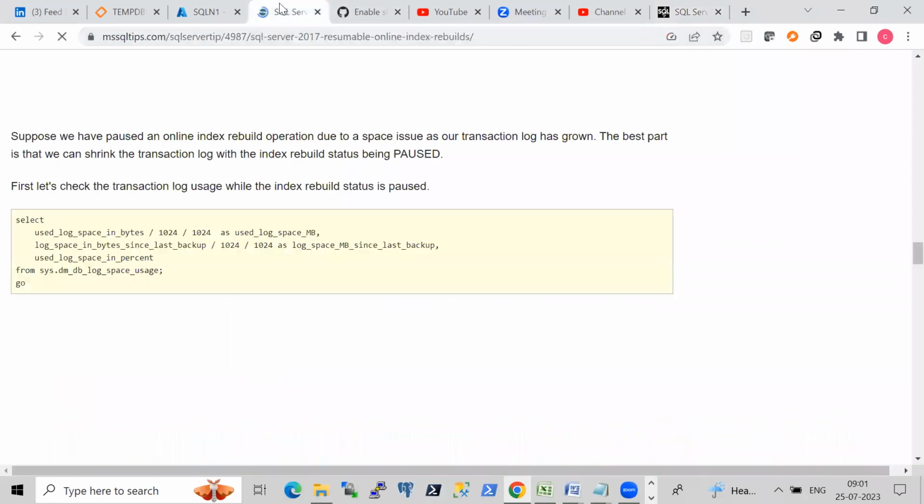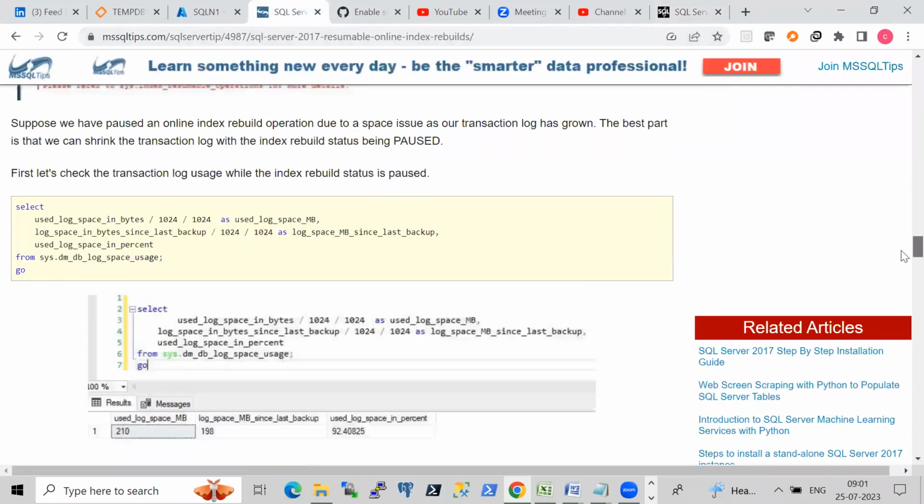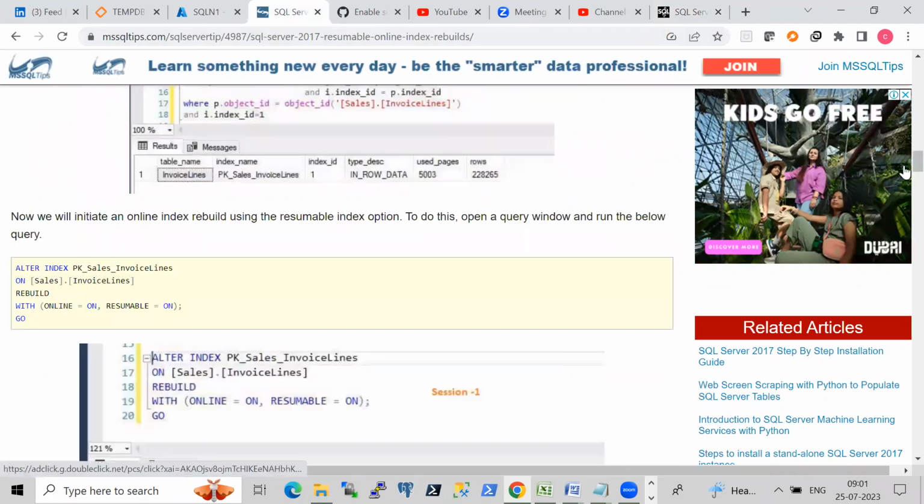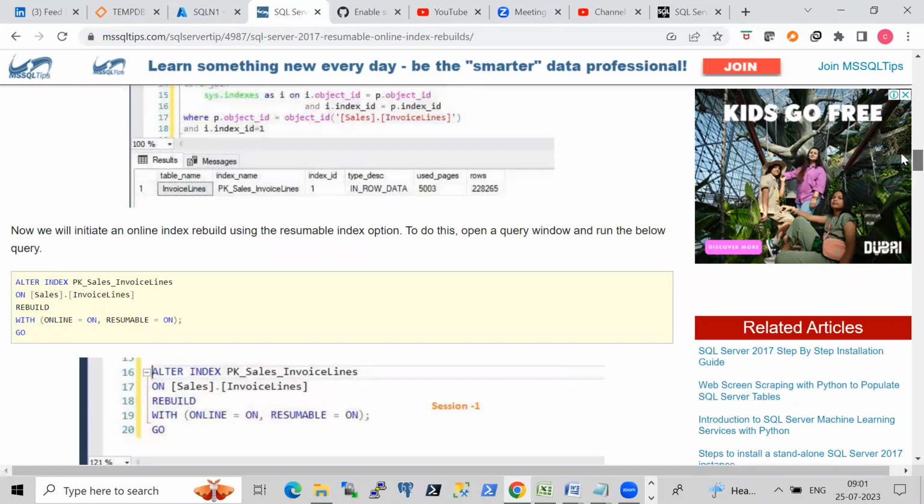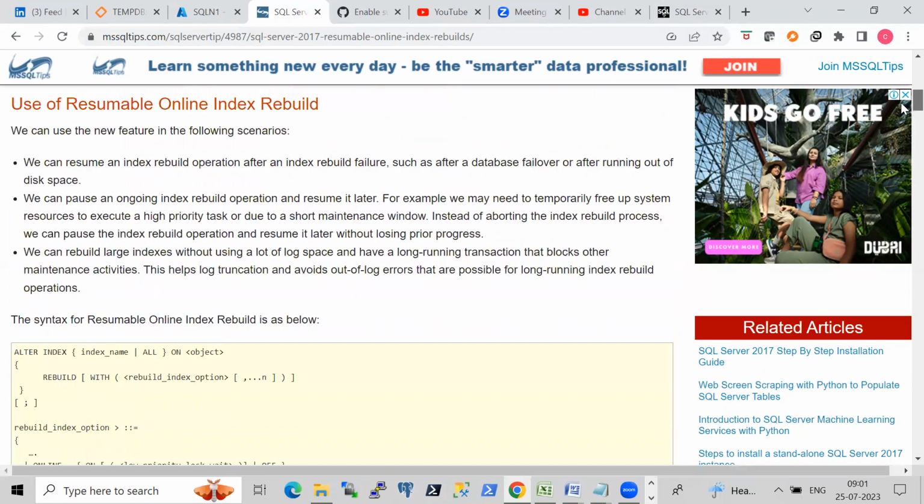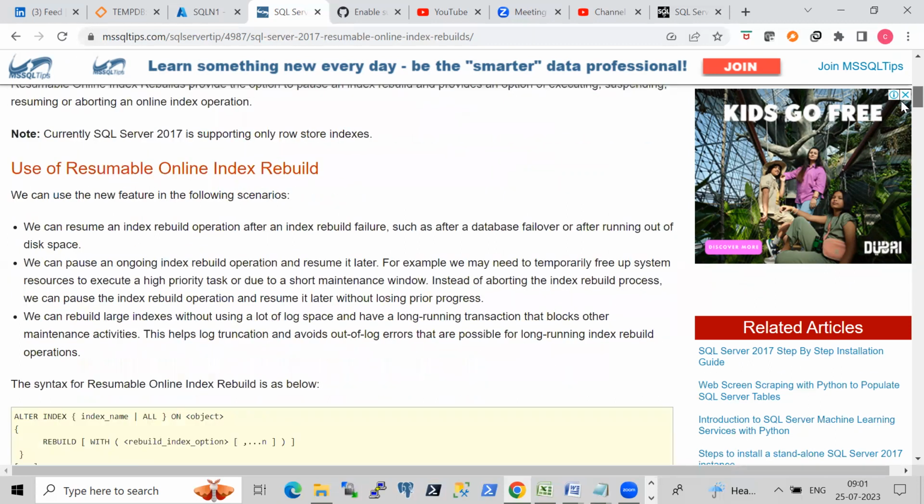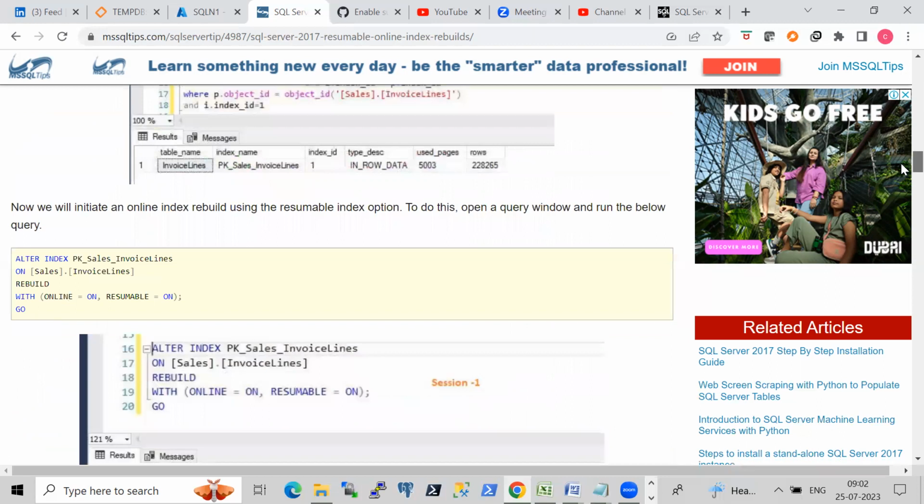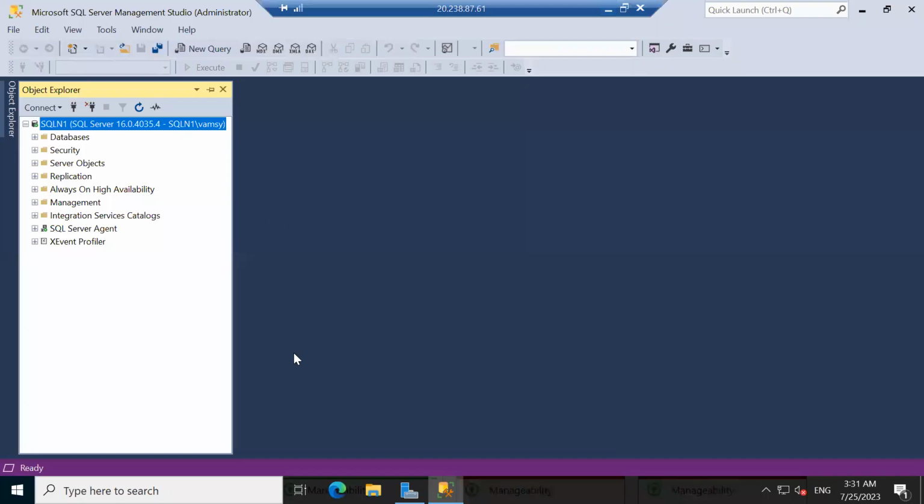No? Okay. So I'm just explaining with an example. This is about resumable online index rebuild. First I will show you the demo, and then I will tell you what modification should be done in your scripts. So first let's do this. I will take the Stack Overflow database because that is 50 GB. Where is that? This one is here.